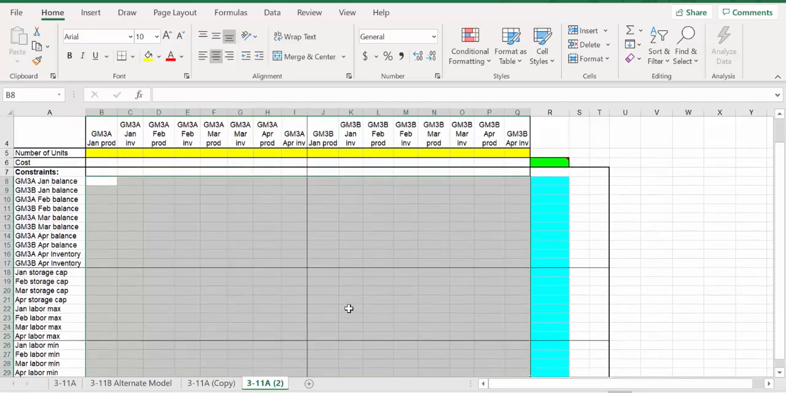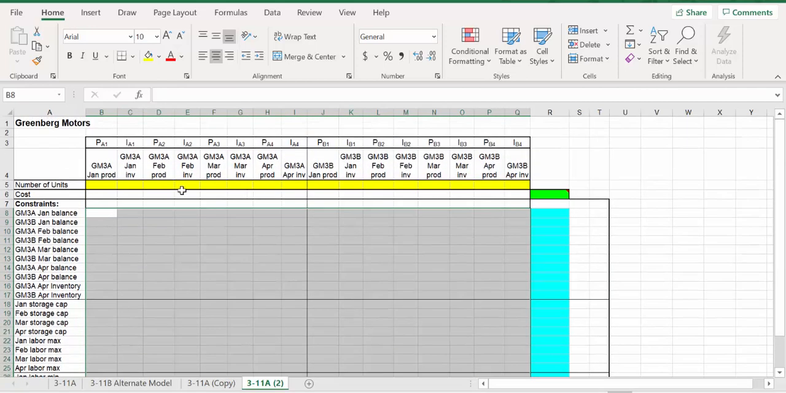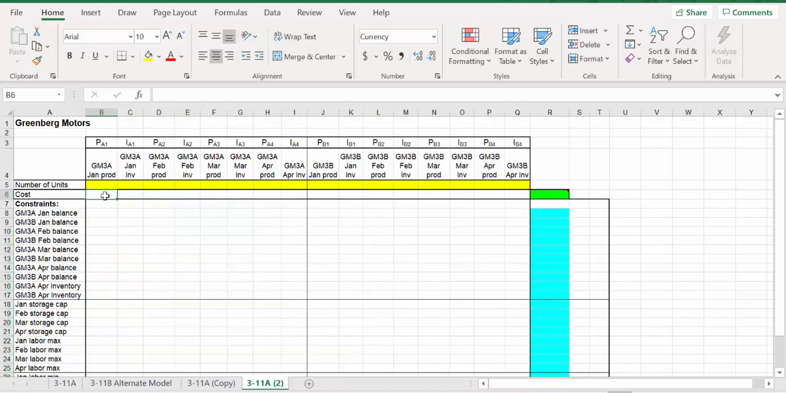Okay, so let's take a look. Now, these are two different types of motors, and I guess they're motors that are used in appliances. So we've got motor A, and we've got motor B. Again, this is multi-period production. So the cost of producing is $10, and you'll see over here.